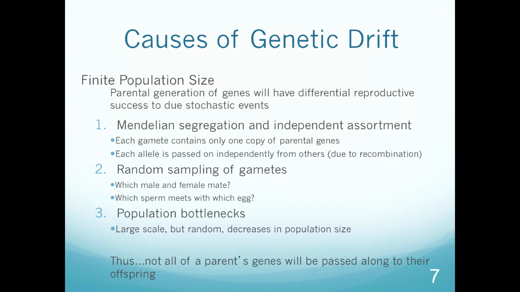Finally, there can be large stochastic shifts in population sizes, where you have a huge population decrease, for example. It's a large-scale change, but it picks at random who is killed off. So this is essentially a random event. All of these things contribute to sampling error in the population, and therefore not all of a parent's genes will be passed along to their offspring.